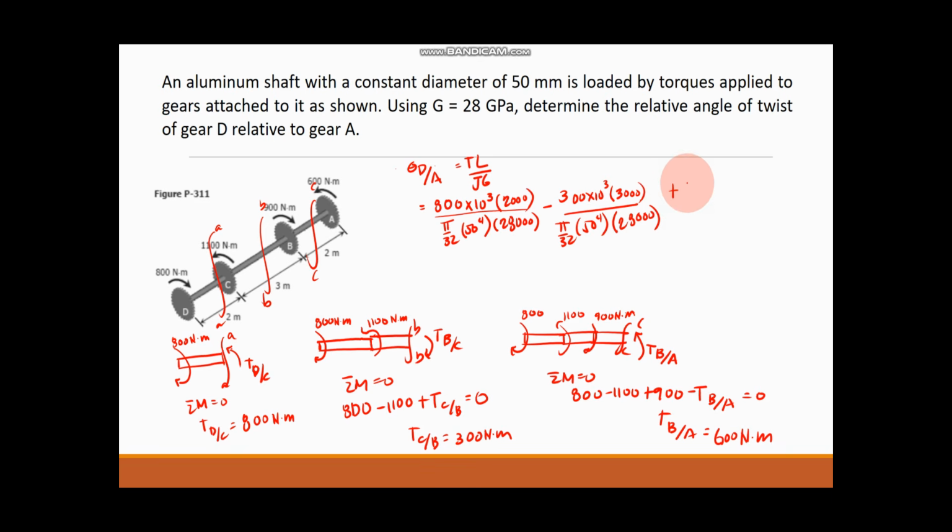And then plus 600 Newton meter. And then the length is 2000 millimeters all over pi over 32 multiplied by 50 raised to 4 times 28,000. Therefore, the angle of twist of gear D relative to gear A is equal to, so the answer is in rad. So convert natin mamaya into degrees by multiplying it by 180 divided by pi.